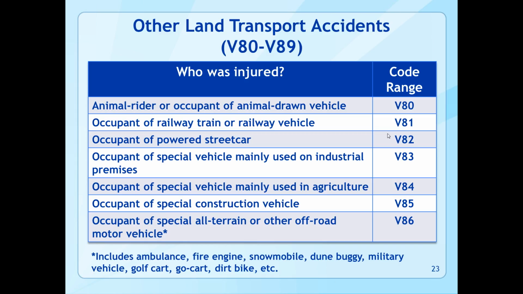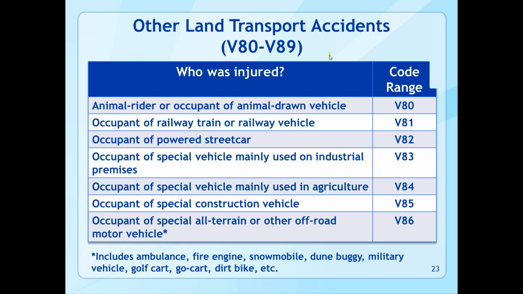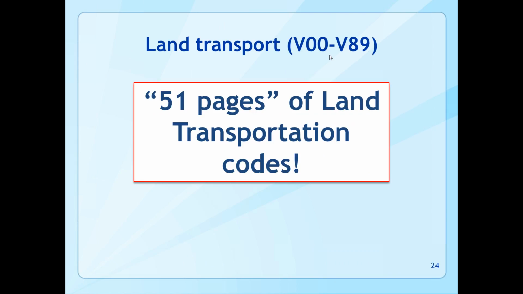It also includes particular codes for snowmobiles, dune buggies, military vehicles, golf carts, go-karts, dirt bikes, all of that. So if the event involves some type of specialty vehicle, think about the range of codes of V80 to V86. Finally, if the event is one in which you know the person was injured in some type of land transport accident, but you really know nothing about the type of transport, look at the V87 to V89 codes, and that's the range that includes the unspecified codes. Next slide, please.